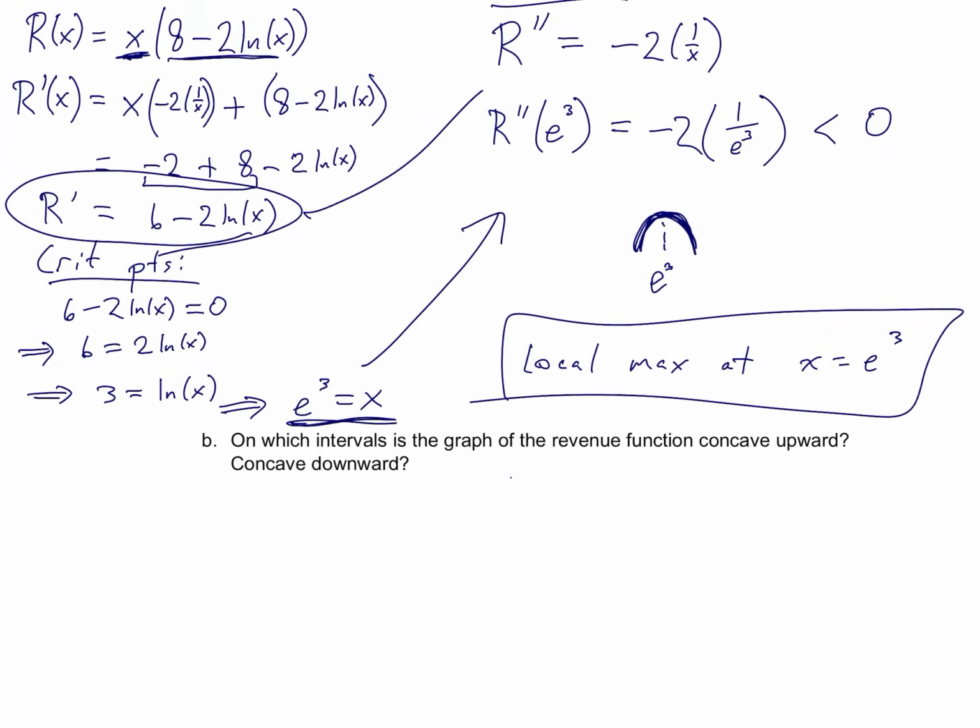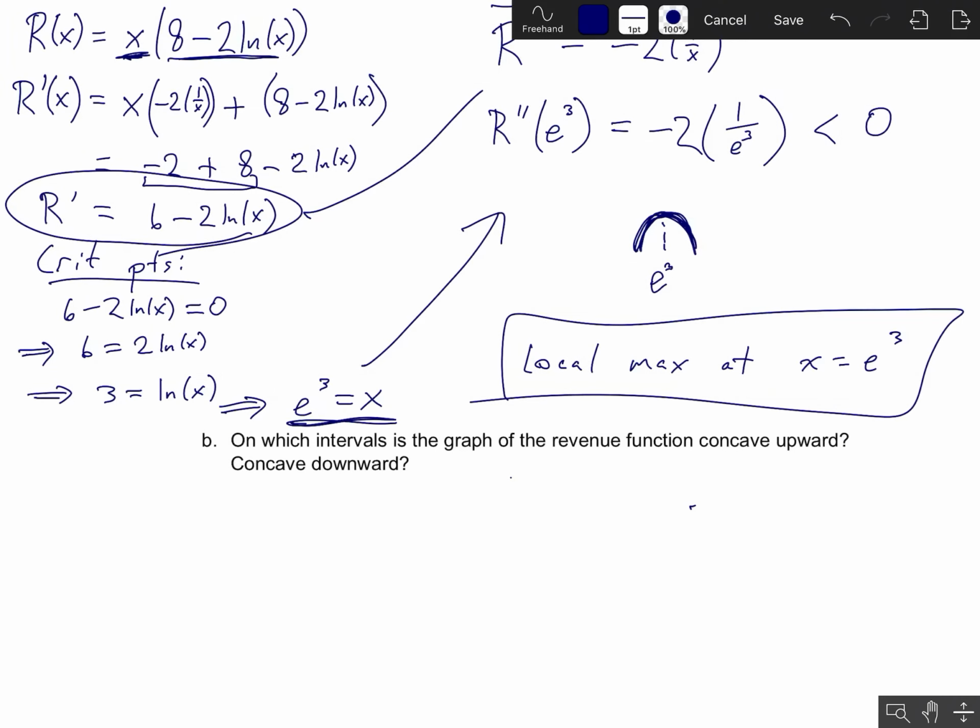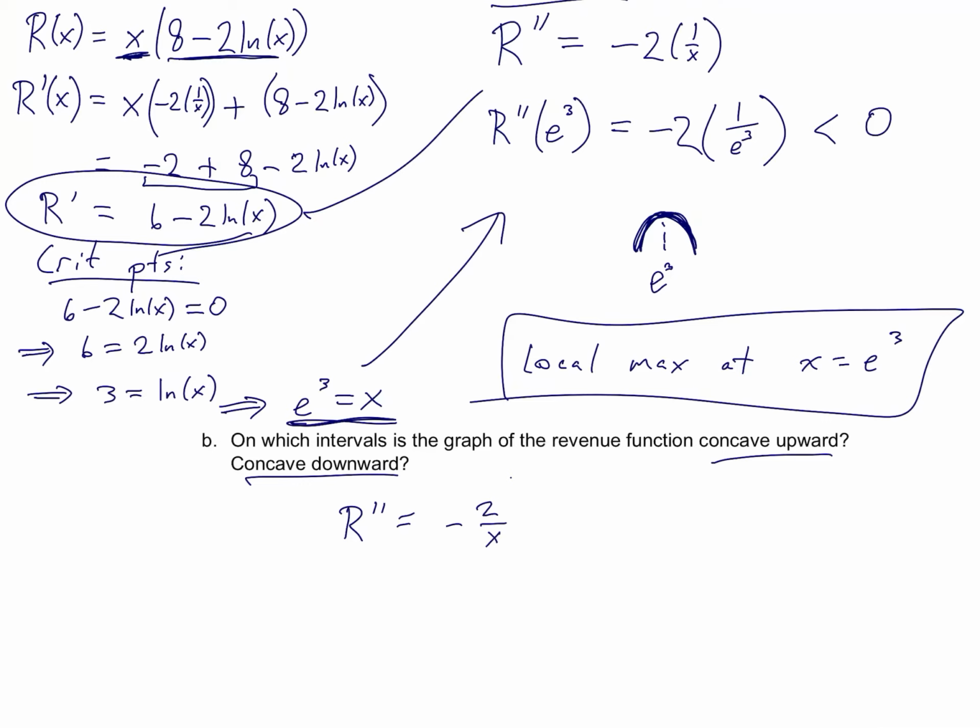And then in part B it says, on which intervals is the graph of this revenue function concave upward or concave downward? So notice here we're looking for the concavity. We want to know when the revenue function r is concave up or concave down. So that's the same thing as asking about the sign of r double prime. And r double prime, as we saw above, is negative 2 over x, or negative 2 times 1 over x. So we just want to know when this is positive or negative in order to determine when this revenue function is concave up or concave down.